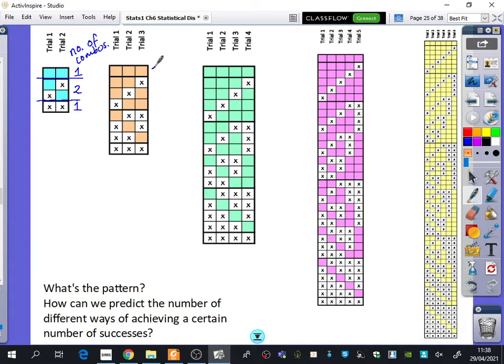But here we've got, there's 1 combination. For winning 2 games, we've got 3. And for winning 1 game, we've got 3. And for winning no games, we've got 1. I can hear people starting to spot what's happening. So what do you think the pattern is going to be for this next one? Okay, so it's going to go 1, 4, 6, 4, 1. Come on, what's going on here?